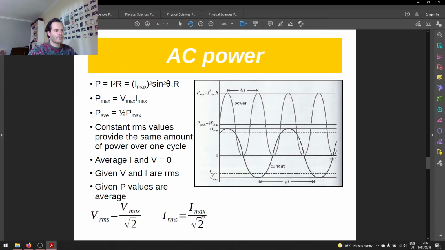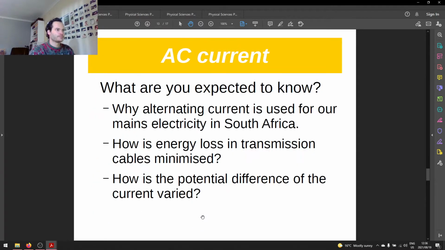Once I've done that, then I can use these equations with my power equations or my Ohm's law. So R equals V over I, for instance. We'll look at some examples of that in a moment. Then we've got some questions here.